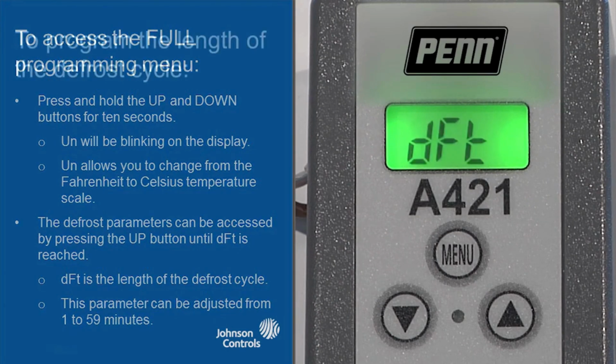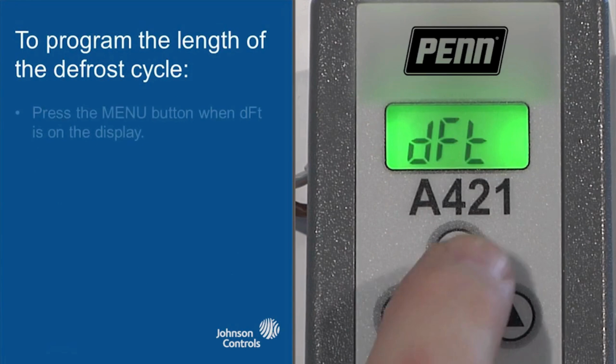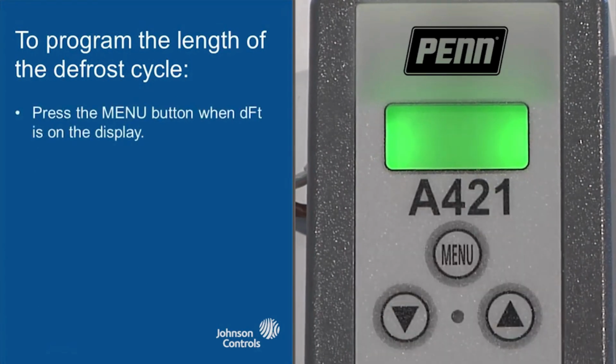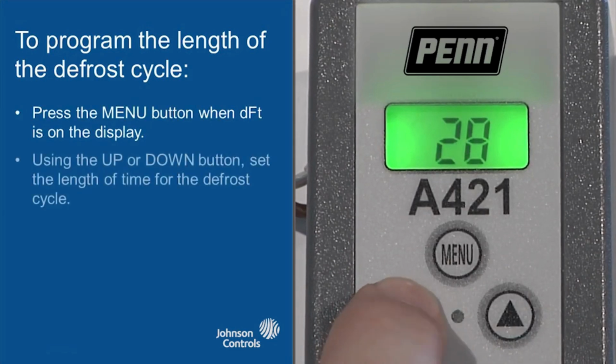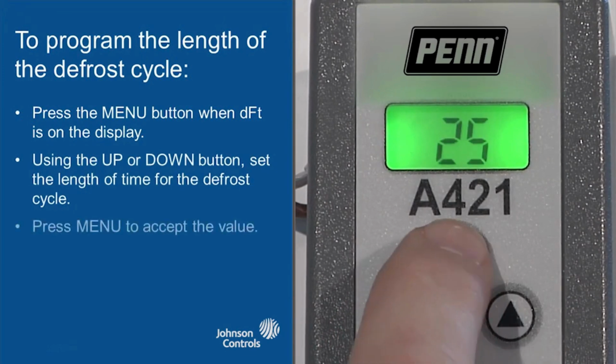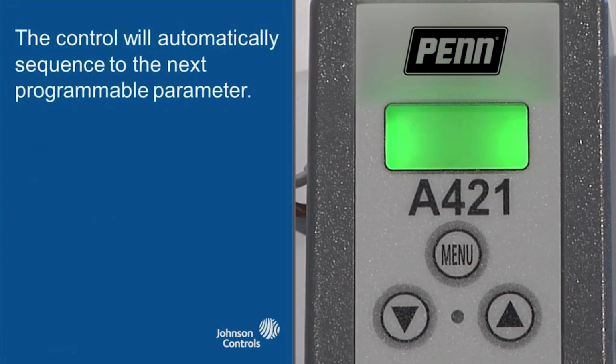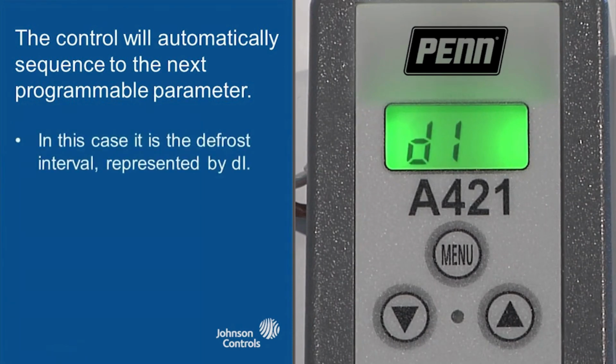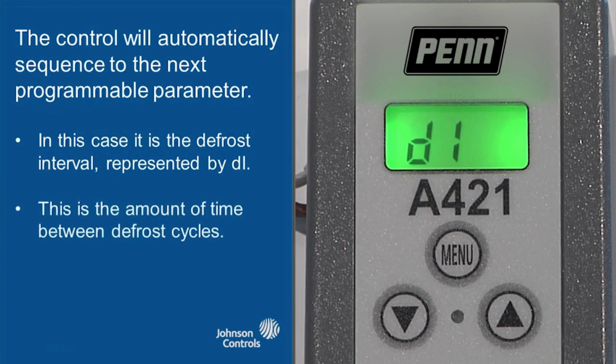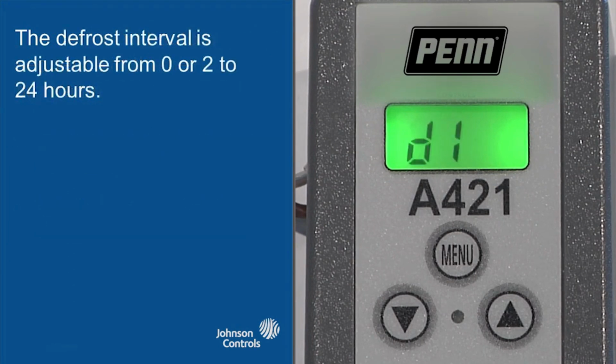To program the length of the defrost cycle, press the menu button when DFT is on the display. Using the up or down button, set the length of time for the defrost cycle. Press menu to accept the value. You'll notice that the control will automatically sequence to the next programmable parameter. In this case, it is the defrost interval, represented by DI. This is the amount of time between defrost cycles. The defrost interval is adjustable from 0 or 2 to 24 hours.